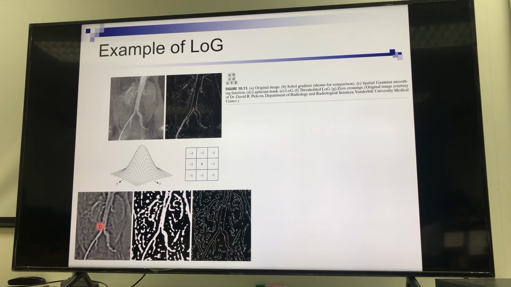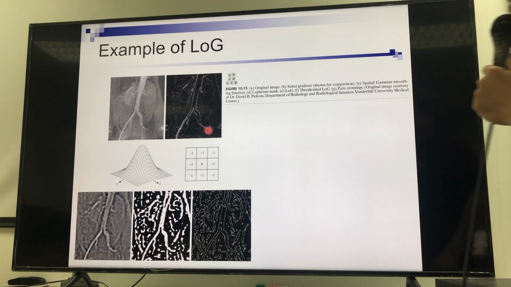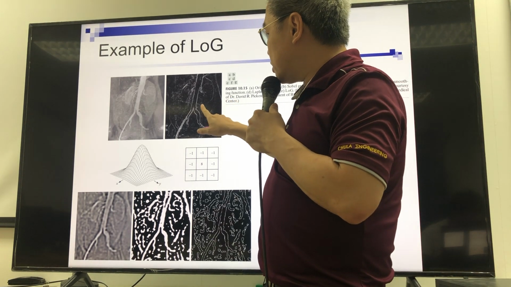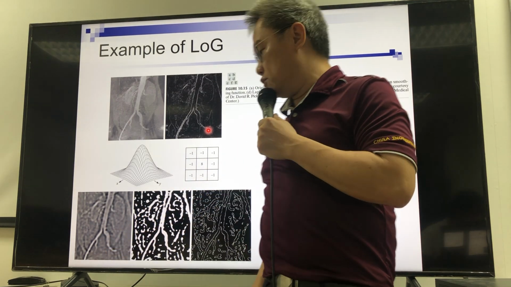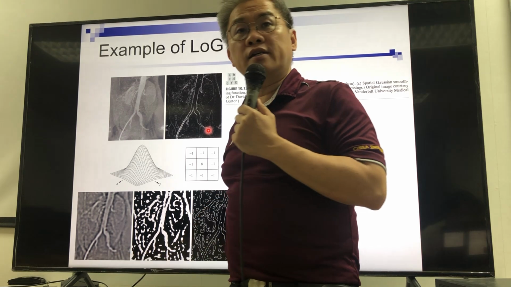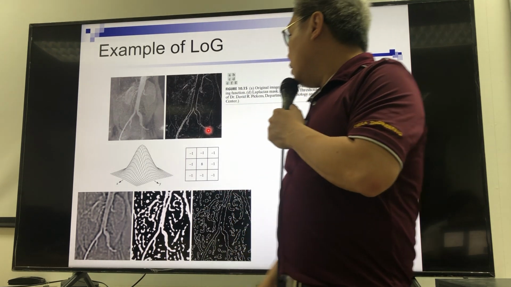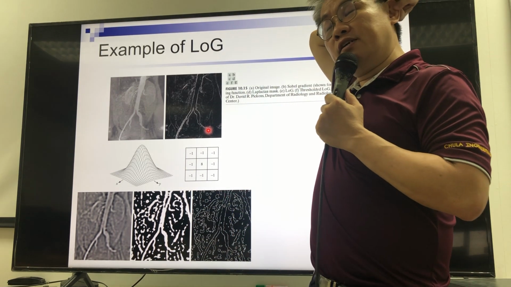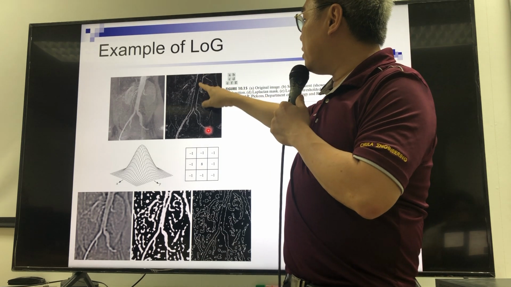You can notice the Sobel and the LoG filter are a little bit different. The Sobel is the first derivative, right? If you notice the difference between Sobel and the LoG filter, Sobel is the first derivative and the LoG filter is the second derivative. We have learned that Sobel is the first derivative.